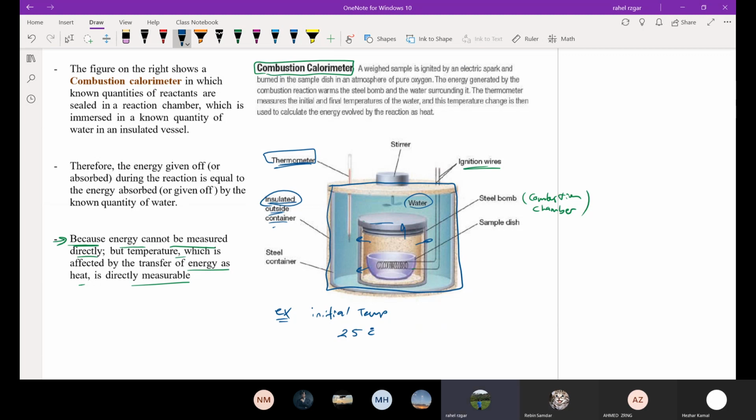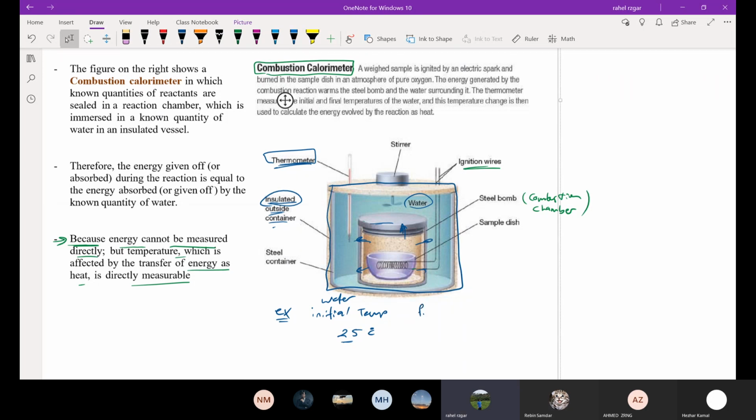After it's 25 Celsius, after we start the reaction from the inside chamber, the reaction will release a lot of energy. This energy is transferred to the water. Now the water becomes hot. The temperature of the water will increase.